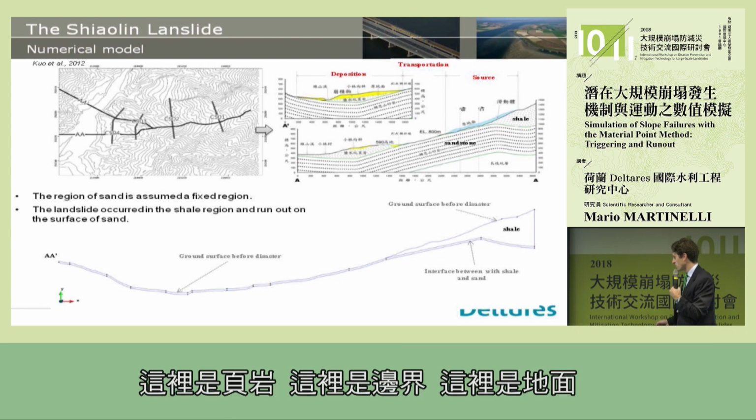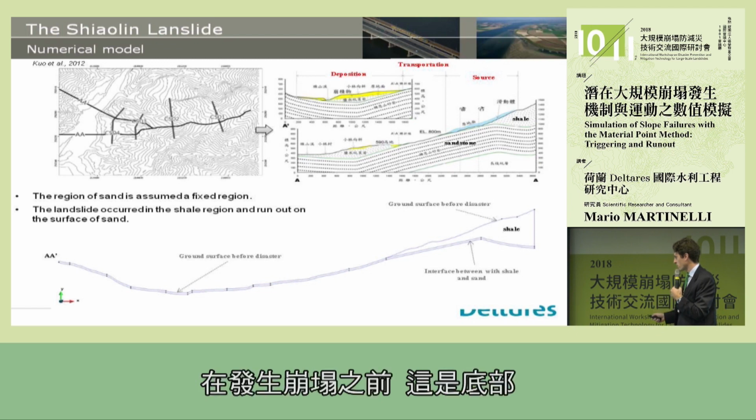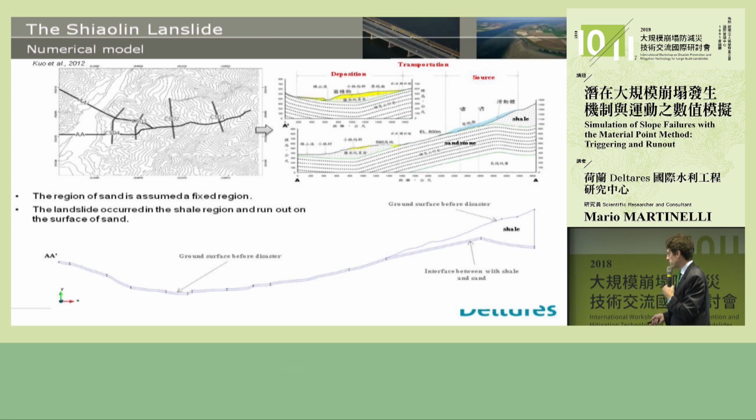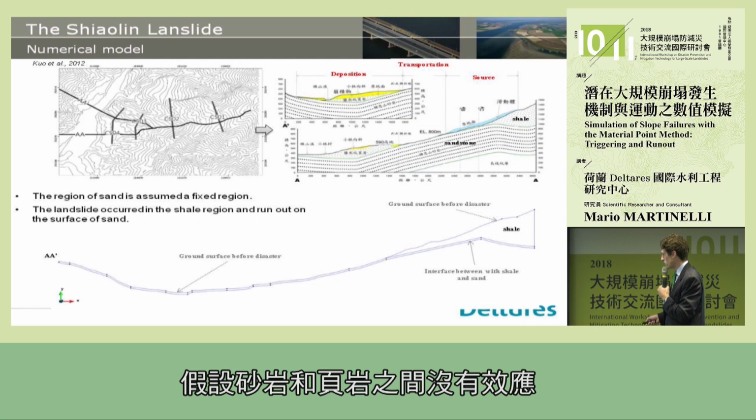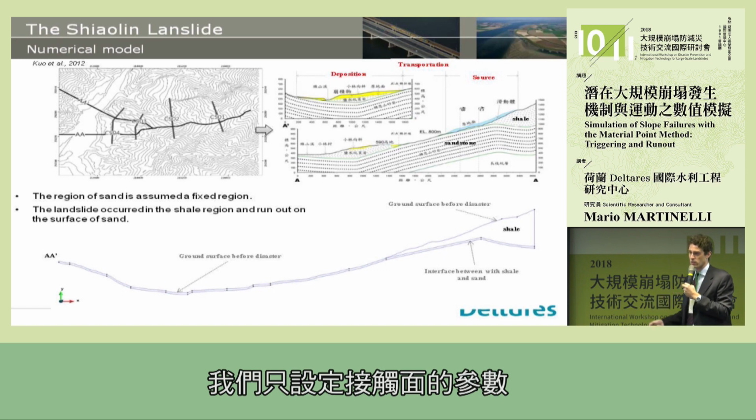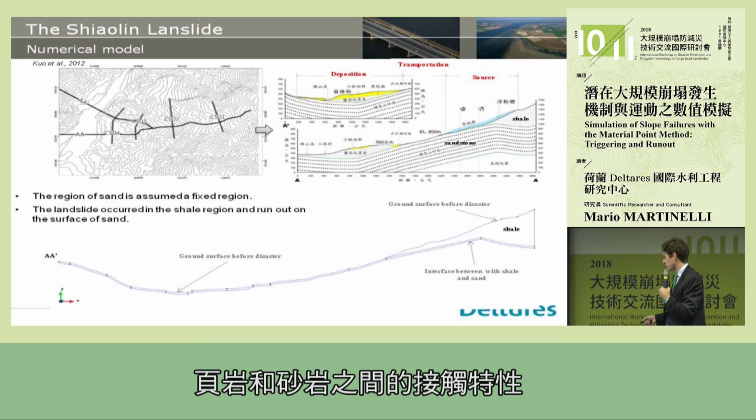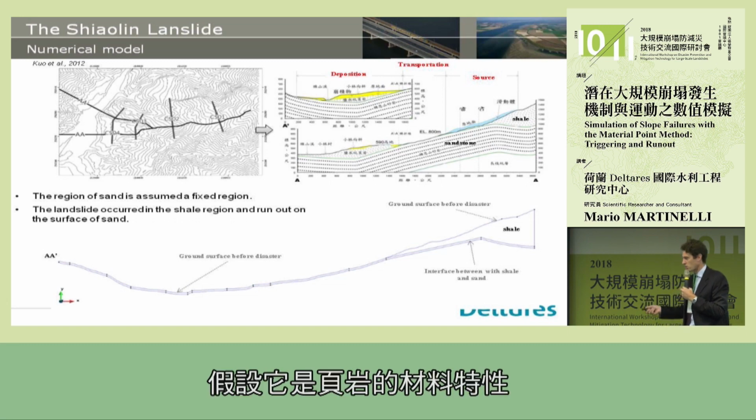You see this is the boundary, this is the ground level before the landslide occurred. And this is the bottom. The contact is basically the contact between the shale and the sandstone. Assuming that there is no effect between the sandstone and shale, we give a given set of parameters along the contact. Of course, the contact has been divided into some zones. The contact properties between the shale and the sandstone are a function of the stress condition and the material property of the shale.